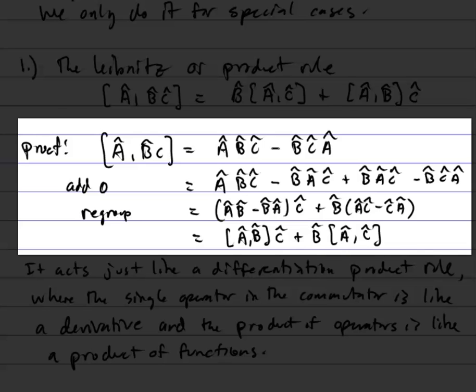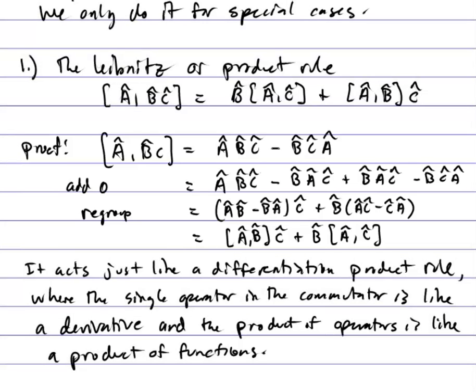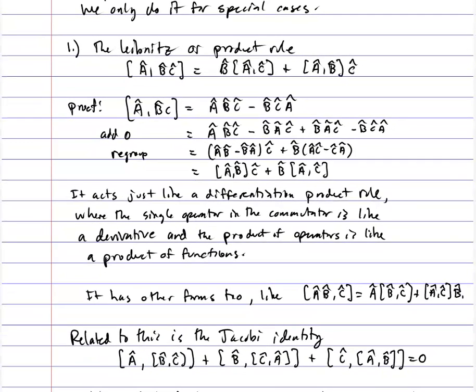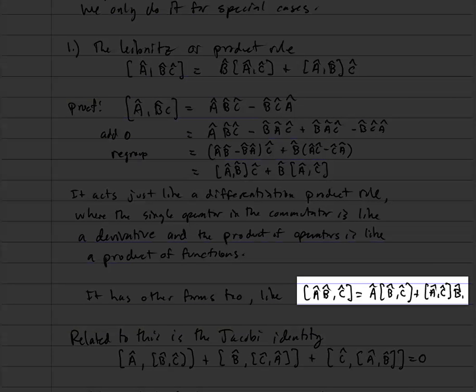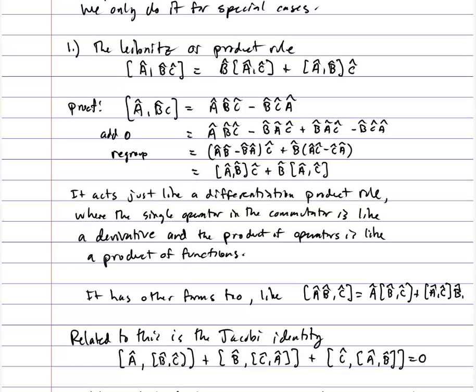Now, it's called the Leibniz rule because it acts in many respects like a differentiation of a product rule, where the single operator in the commutator is acting kind of like a derivative, and the product operator is acting like the product of functions, and the only thing you have to really keep track of is the order of the operators. Now, it has other forms as well, such as the commutator of the product of AB with C. And again, you just do the same thing. Move the thing that's on the left out to the left, move the thing that's on the right out to the right. So it's A times the commutator of B with C plus the commutator of A with C times B. You can go ahead and check that on your own if you like.